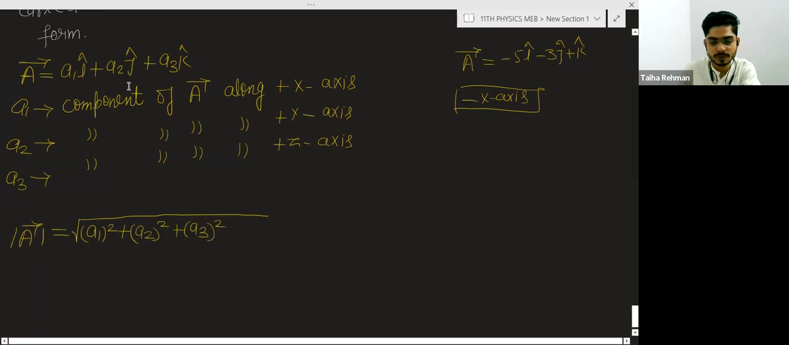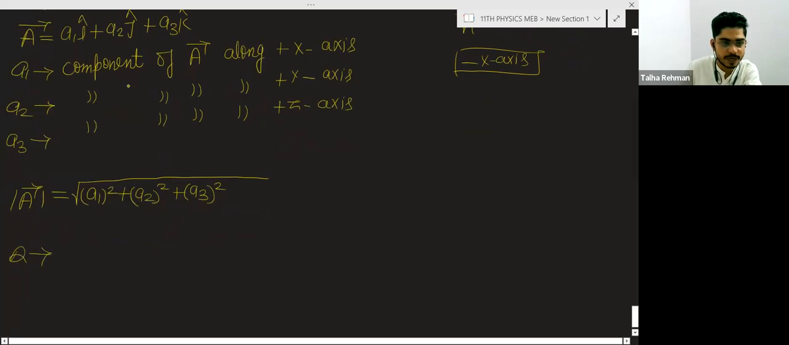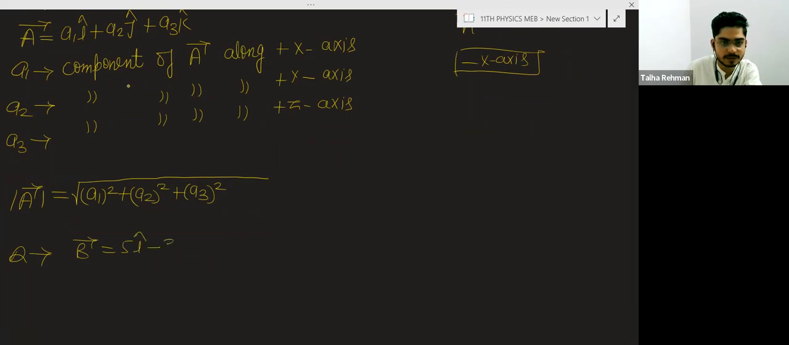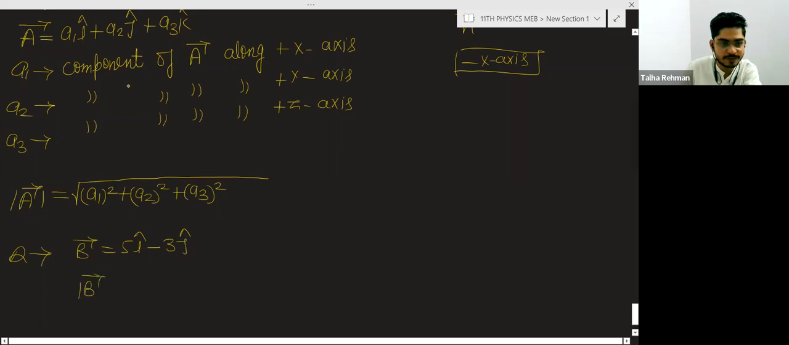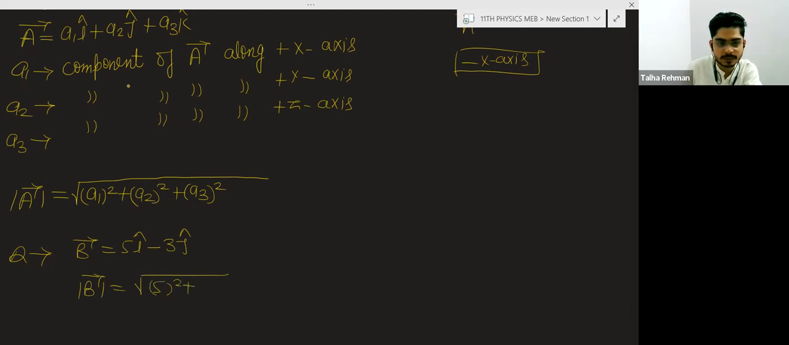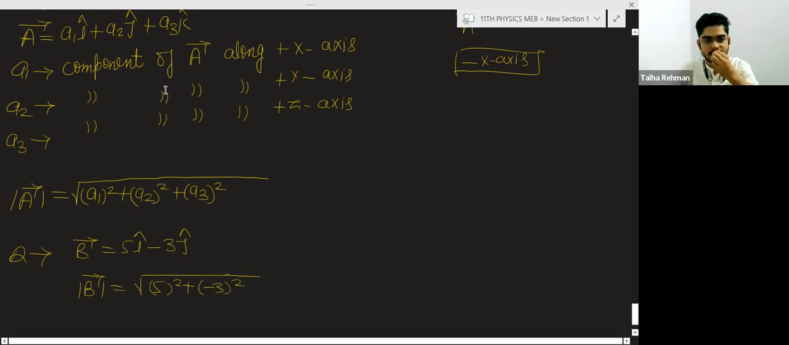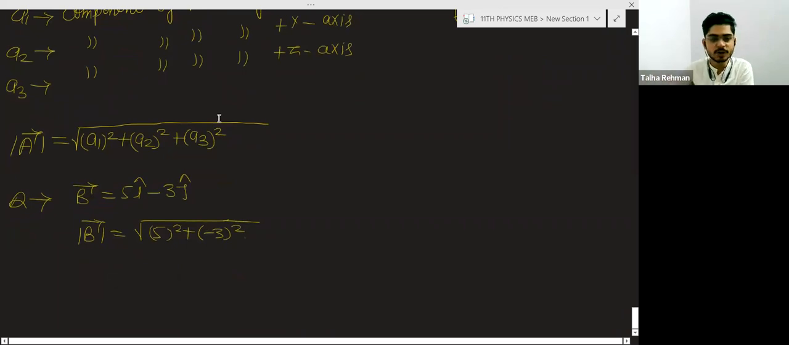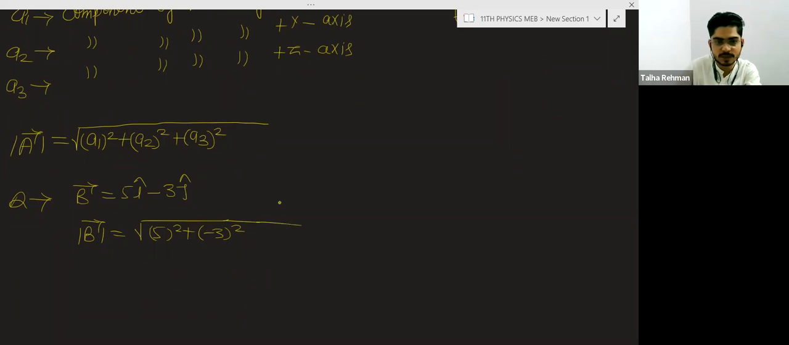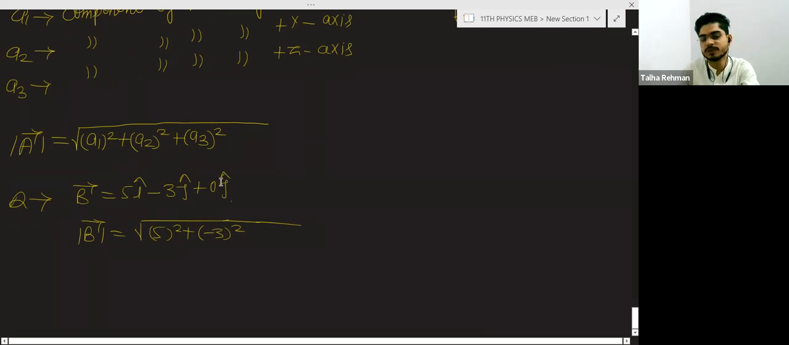Suppose I am giving v vector as 5 i cap minus 3 j cap. If I want to find the magnitude of v vector, what will I do? 5 square plus minus 3 square. In this case, the component of the v vector along the z-axis is 0. You can write here 0 into k cap. Anything multiplied by 0 will become 0.